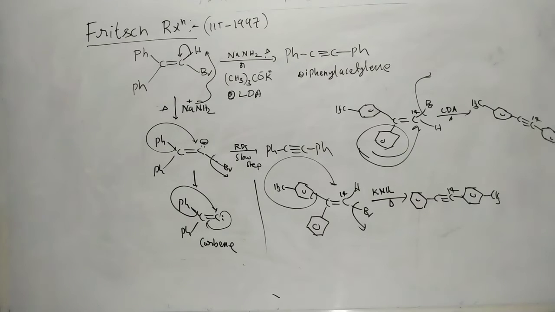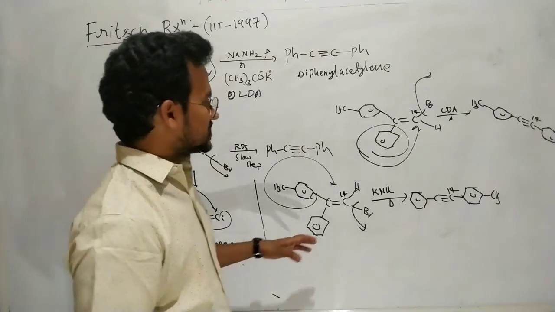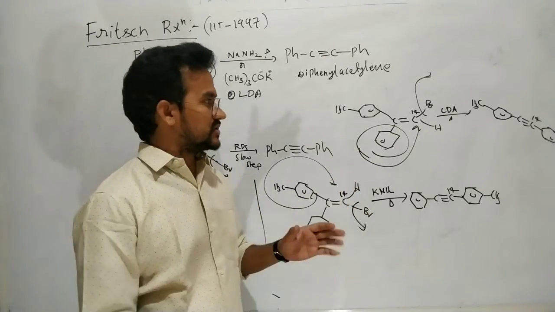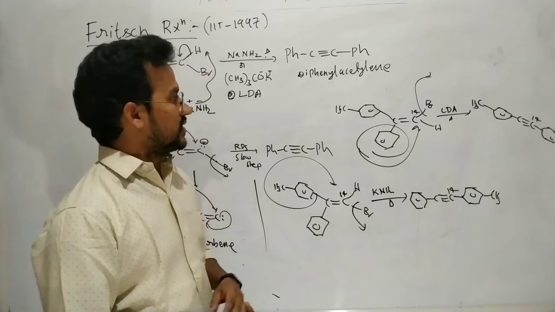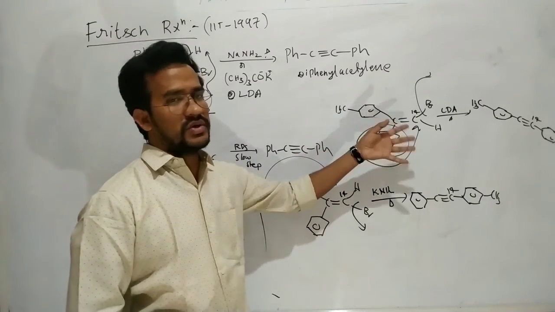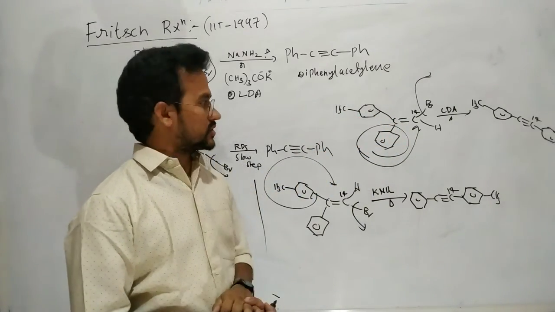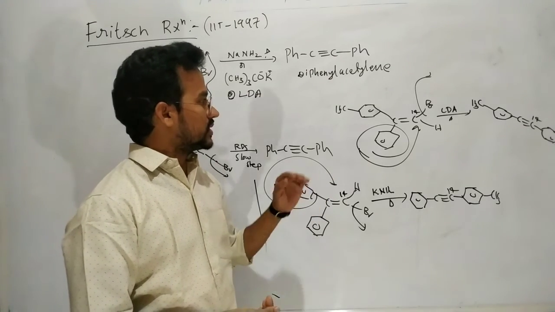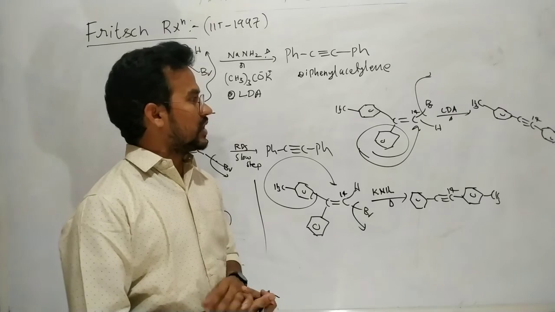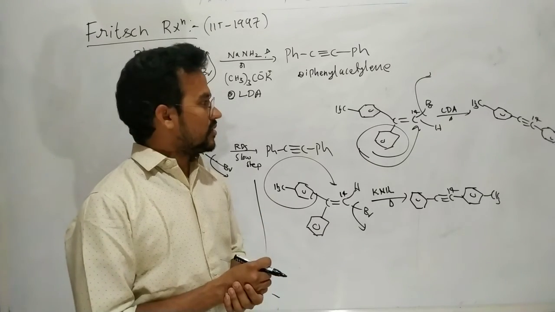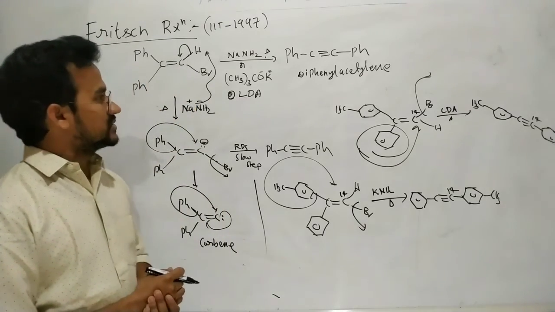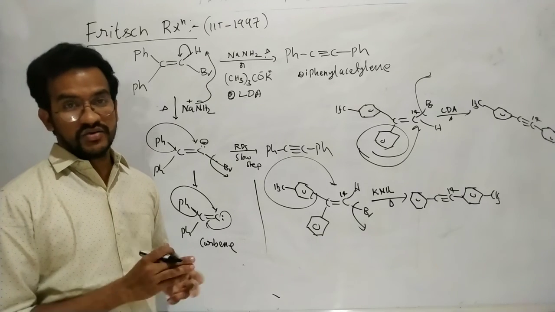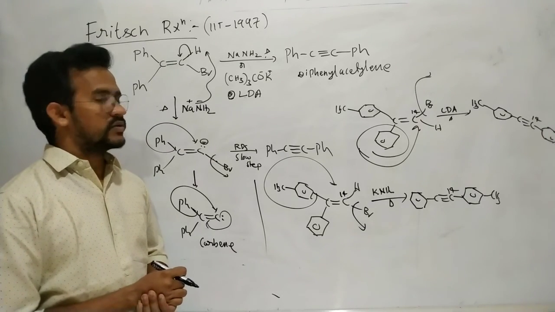So if it is a radioactive carbon, that means there is isotopic labeling. In this case we have to transfer the group which is exactly opposite to the halogen. Of course, if it is not a radioactive carbon, we can simply write the product. But when there is isotopic labeling, we have to migrate the alkyl group which is exactly trans to the bromine. So that is about the Fritsch reaction. It is a 1997 IIT advanced question. Okay, thank you for watching.